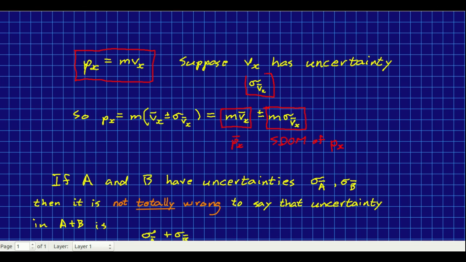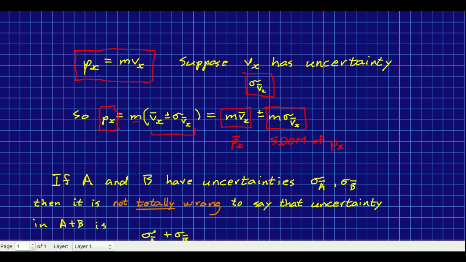This is an S-DOM, sigma v bar x, right? That's how we write an S-DOM. Then the momentum that you would quote can be thought of as that inertia times the mean plus or minus S-DOM, right? Our best estimate plus or minus our uncertainty in the velocity. And so just multiply that through and you get m vx bar, so there is our mean or best estimate of the momentum, plus or minus now m times the uncertainty in vx, and so there is our uncertainty in px.